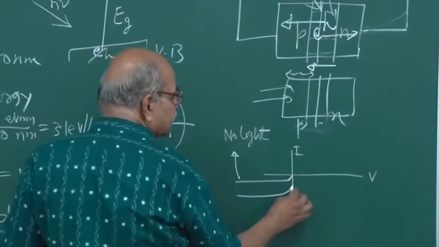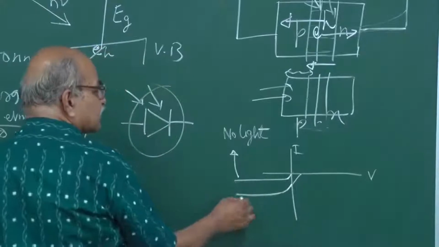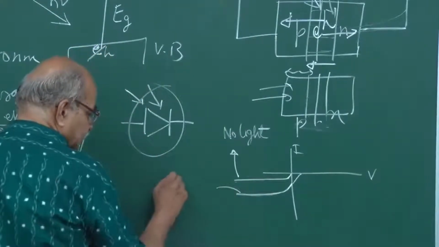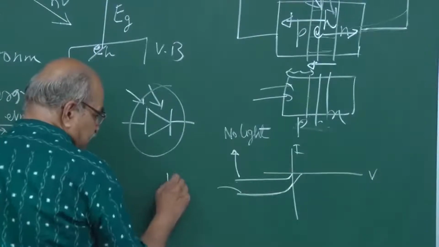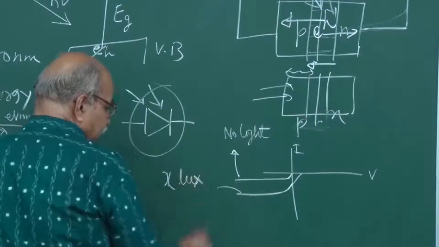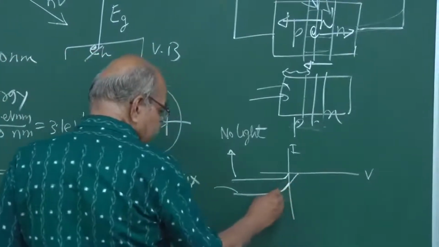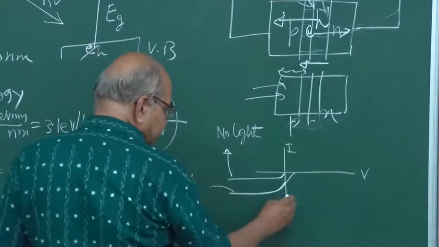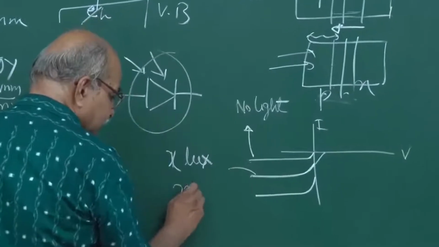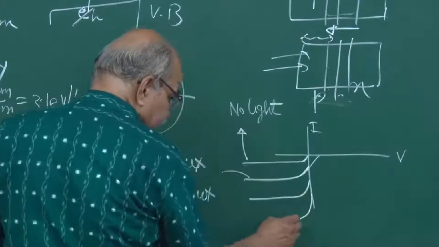On this side, if you extend, it will be going this way, but we are interested in this reverse bias region. So this is with some intensity, say some lux, say x lux. Lux is the unit for measuring intensity. So it is like this. If you increase the intensity, what will happen? Your characteristic will become this. This is 2x lux. This is 3x lux.